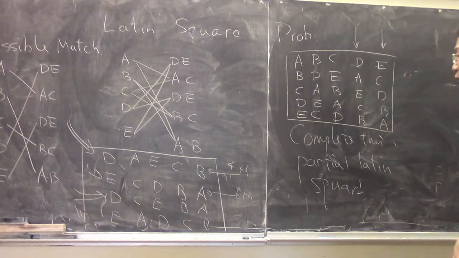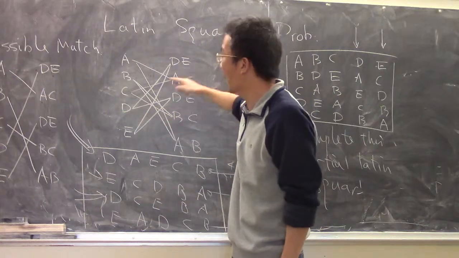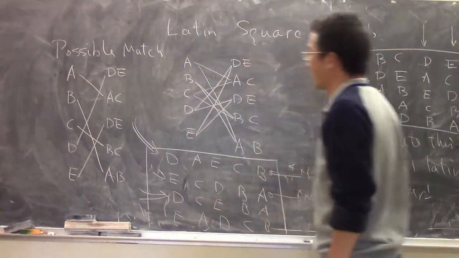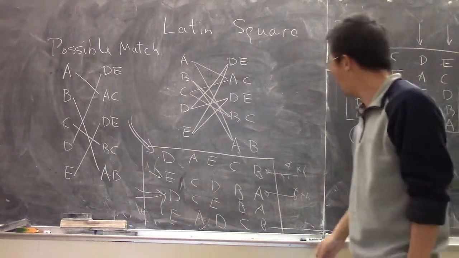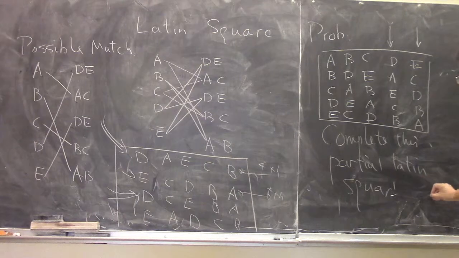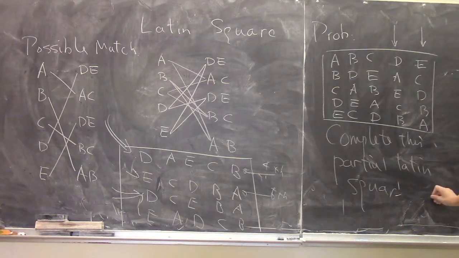Okay, so this is how we are able to complete the Latin square by using graph theory. Graph theory is basically a way to find a perfect match. So that's another quick application of matching.